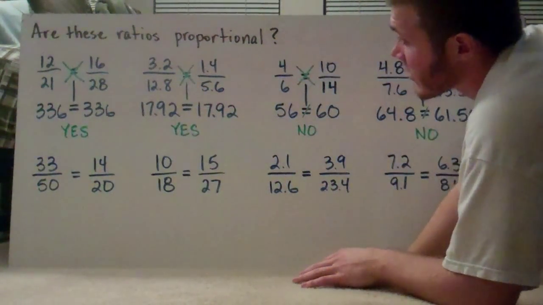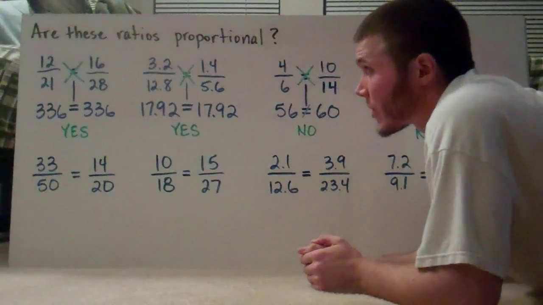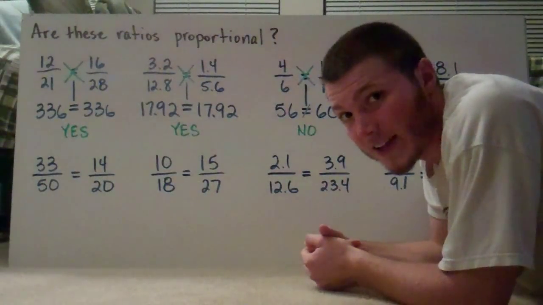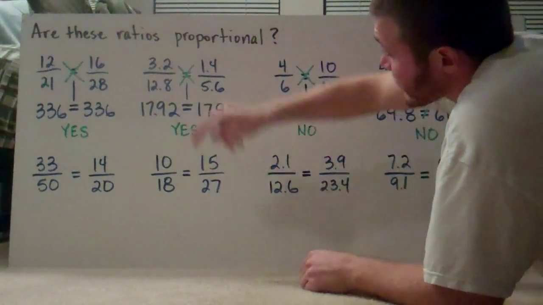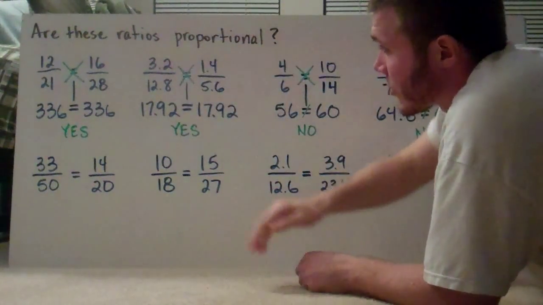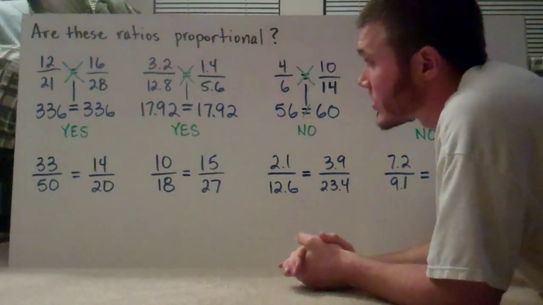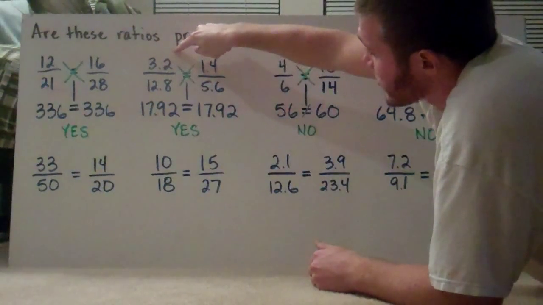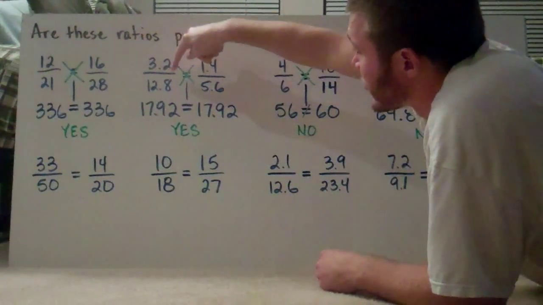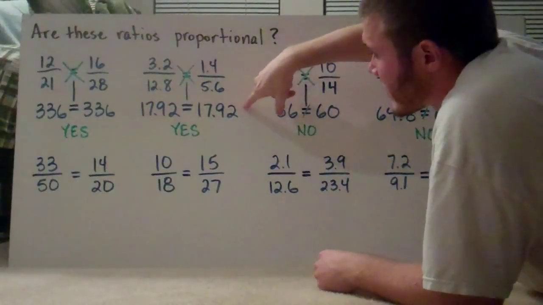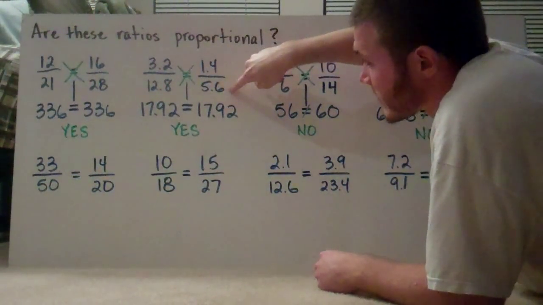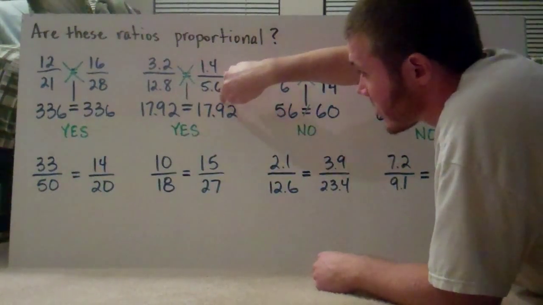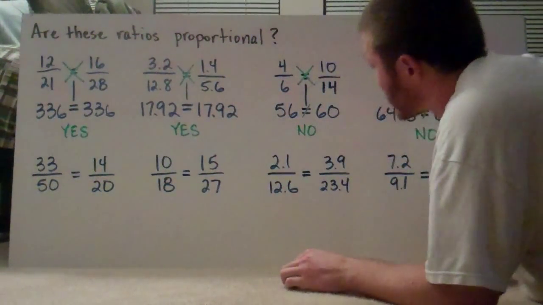Alright? And again, even though ratios can be written like fractions, ratios can contain decimals. So I've got 3.2 over 12.8 and 1.4 over 5.6. I want to figure out if those two sets of ratios are proportional. So I'm going to cross multiply. 12.8 times 1.4 is 17.92, and 3.2 times 5.6 is 17.92. Since they equal the exact same thing, they're proportional.